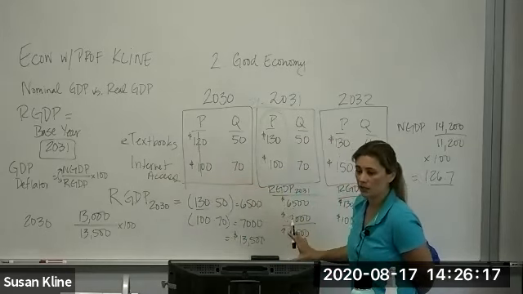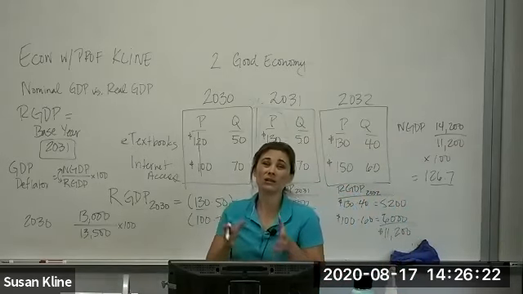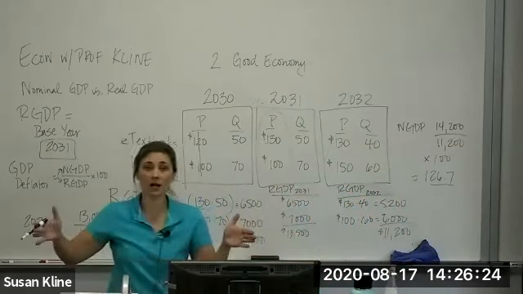All right, so that's what nominal versus real is telling us. Nominal is the one that we understand. Real is the one that is useful for a cross-time comparison.